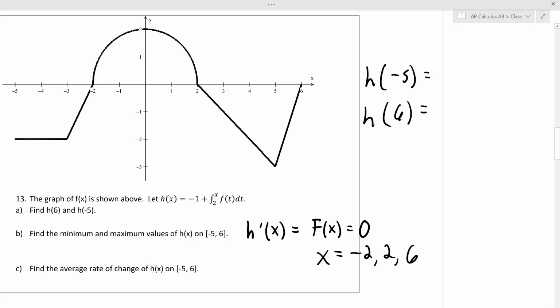Okay, so what was h of 6? It was negative 1 minus 6, so negative 7. And what was h of negative 5? Negative 1 plus 5, 4 minus 2 pi. Is that what it was? Okay. And then we got to find h of these other values.